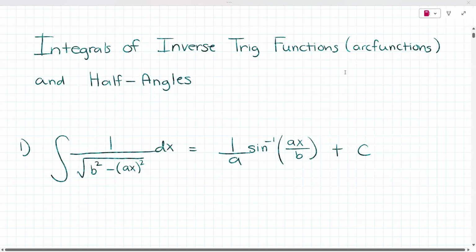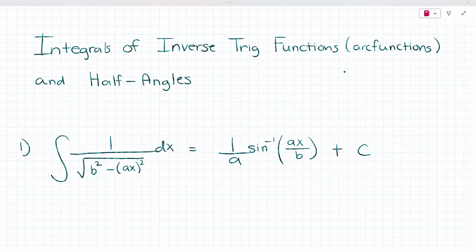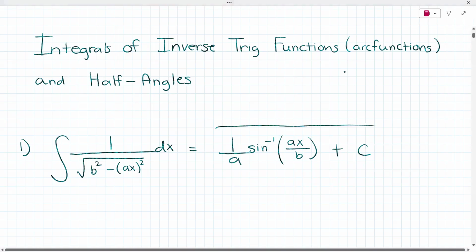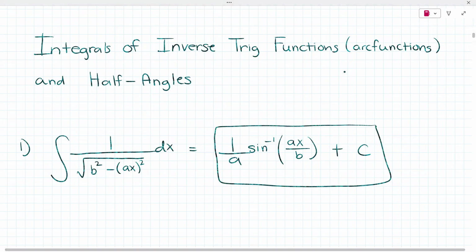The first one is the integral of 1 over the square root of b squared minus (ax) squared, dx, and that equals this. If you see a square root on the bottom and there's a minus in the middle, you know you're going to use this. It's 1 over a times sine inverse of ax over b, plus c.